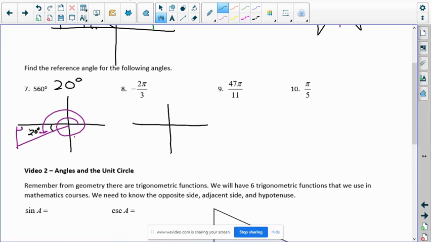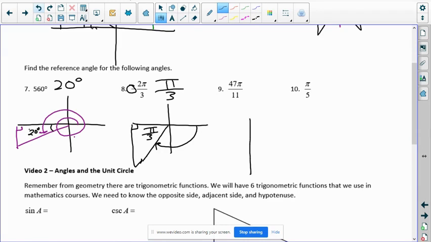Now in number 8, we're going negative. That means we're going in the clockwise direction. Negative 2 pi thirds is 2 pi thirds this way. I probably could draw this a little better. I could draw that this is 2/3 of the semicircle. Here's 1/3, here's 2/3. Well, that leaves us pi thirds left over to get back to the x-axis. Reference angles will always be positive, and they will always bring us back to the x-axis.